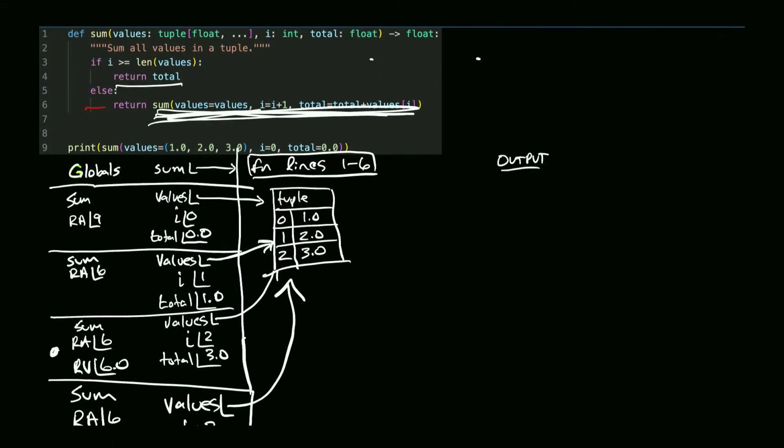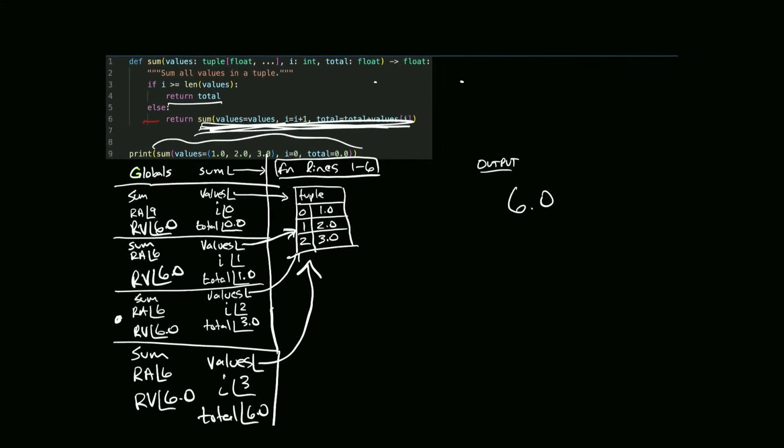Well, that's all we needed to do again. So this is also going to return 6. And that's returning it back to line 6. That's the same line we're on. That's also going to return 6. And finally, this is returning it back to line 9, which is where we started, and the output would be 6.0. And that's how we would add up 1 plus 2 plus 3.